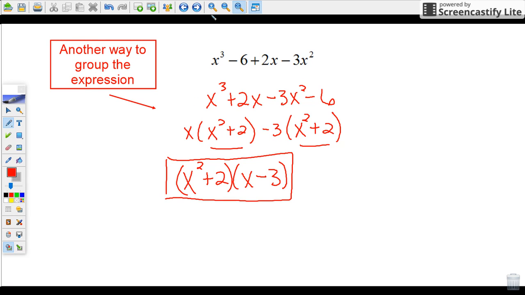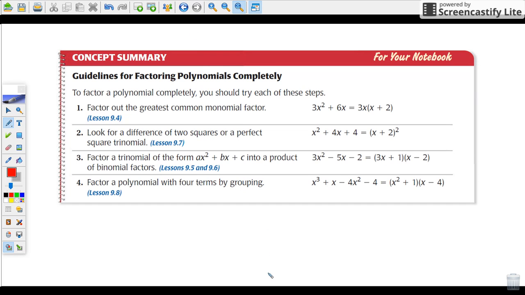So that is factoring by grouping. I wanted to leave you with this. This is a nice summary of all the different ways that we have factored polynomials so far in Chapter 9. So take a look at this, and I hope that it helps you.